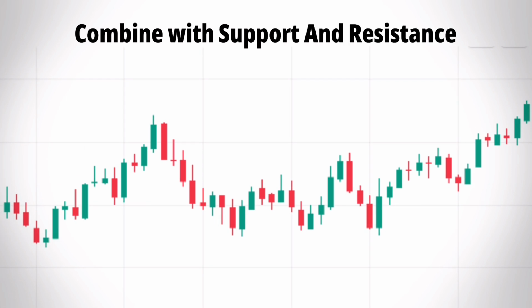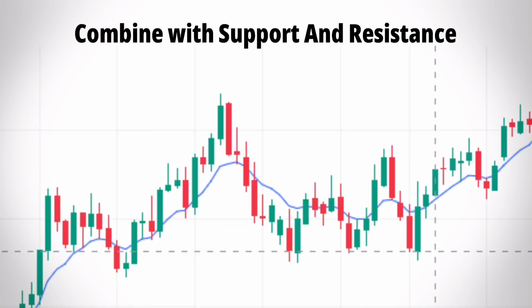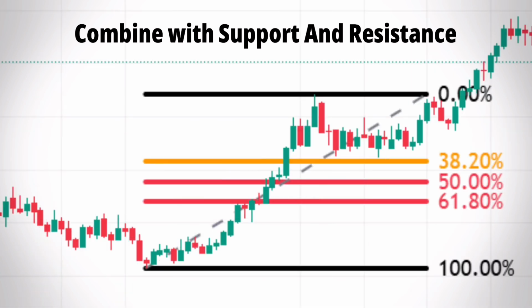Secondly, you want to combine this pattern with support and resistance. A bearish engulfing pattern is more powerful when it forms near a key resistance level. You can also use trend lines, moving averages, or Fibonacci levels to confirm potential reversal zones. If you are yet to see the video on Fibonacci retracement, then you want to visit mytradingland.com and go to the University tab. I'll also leave a link in the description to that video.